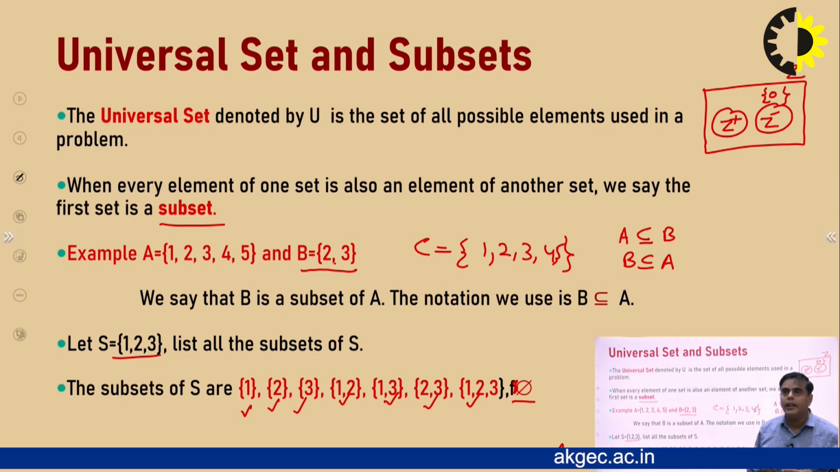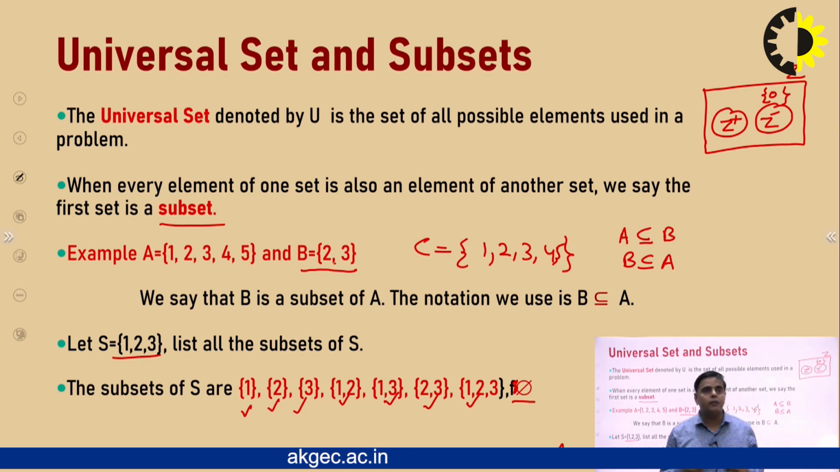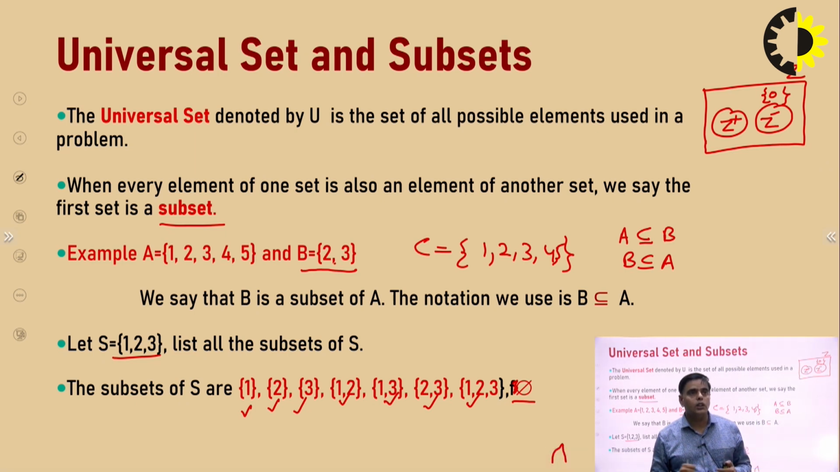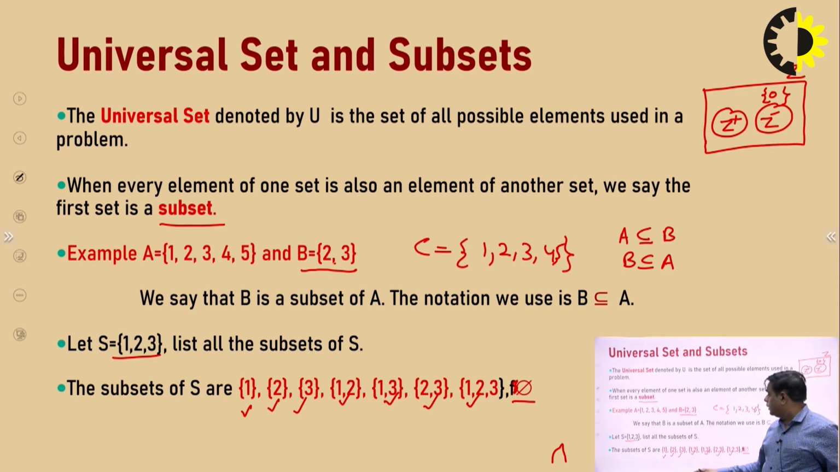So first we will create the subset having 0 elements, then a subset having 1 element, then a subset having 2 elements. Then in the last we will create a subset having 3 elements, because in our set the maximum number of elements is 3. So we will go up to 3. You can see that we have created all the subsets, and the count is 8.